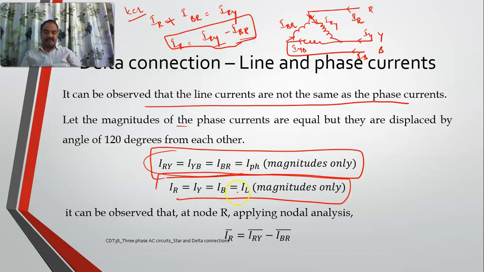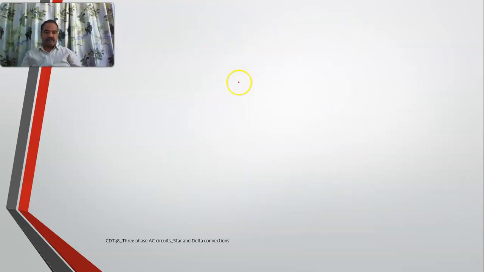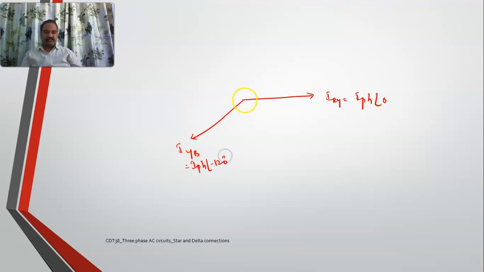Now let's draw a phasor diagram for this one. Okay. So I'll take, this is IRY. This is my phase current at an angle of 0. This is my IYB, which is nothing but I phase at an angle of minus 120. And this is my IBR at an angle of minus 240. So what I got, IR is equal to IRY minus IBR.